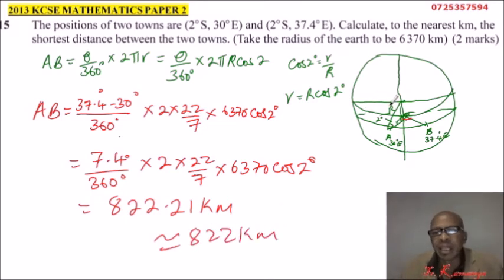Very important, when you are working at a different latitude, apart from the equator, you remember to convert the radius here. This is how you convert the radius of the small circle in terms of the radius of the earth, and that's how you do that.